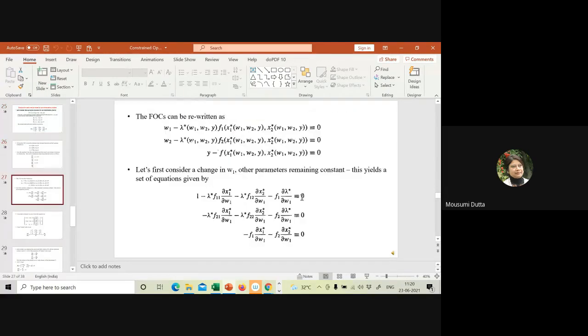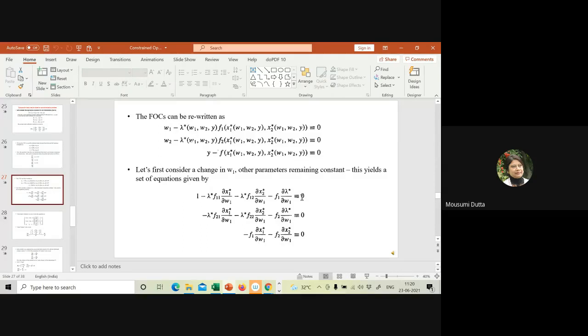So we are rewriting the equation in this format: w1 minus lambda star, that is a function of w1, w2 and y, times f1. This f1 is a function of x1 star and x2 star. x1 star is a function of w1, w2, y, and x2 star is a function of w1, w2, y. This is identically equal to 0. Since we are putting the optimum values, we are using the identity sign instead of the equality sign.